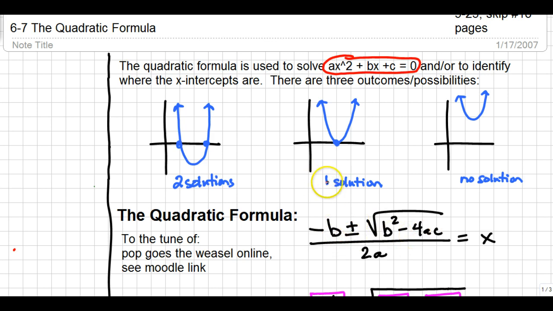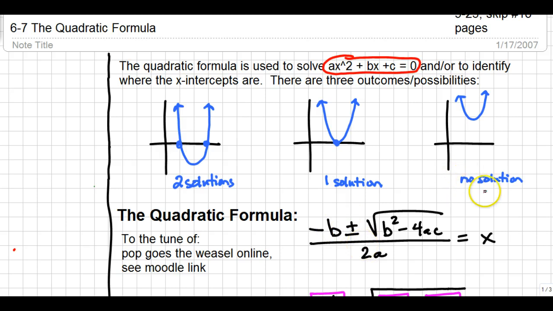So how is it possible that we could get only one solution? One possibility is that you'll get a 0 underneath the square root, and so then you'd be adding or subtracting nothing, so you'll only get one answer. The other option is when you're adding or subtracting, you end up getting the same number. So you'll get two solutions, but they're identical.